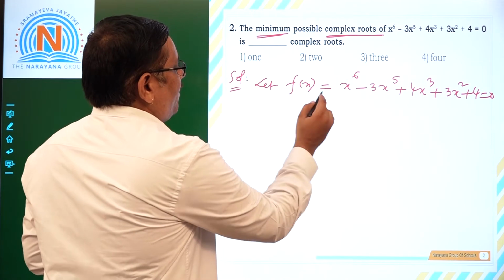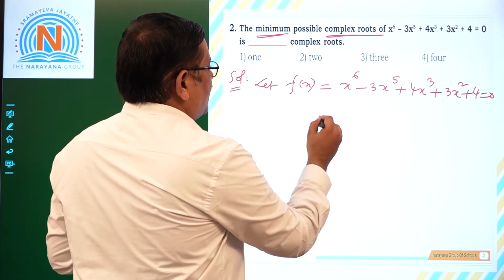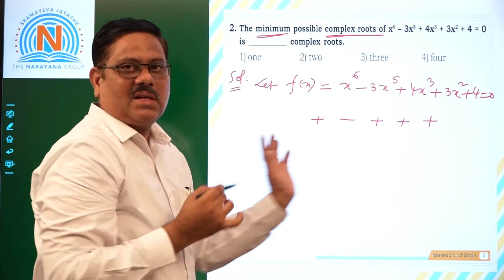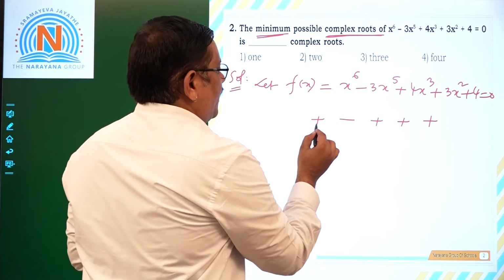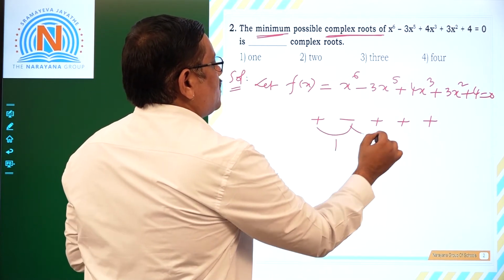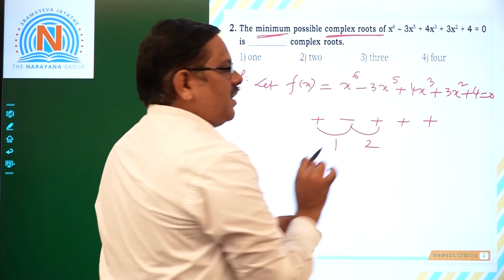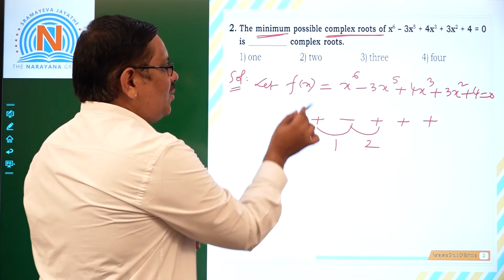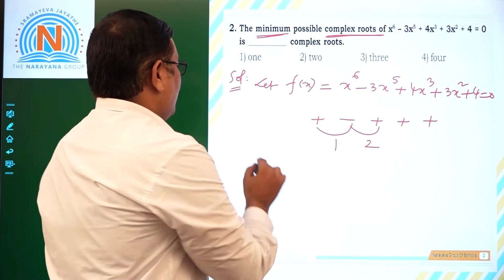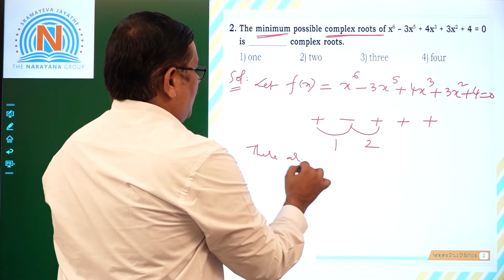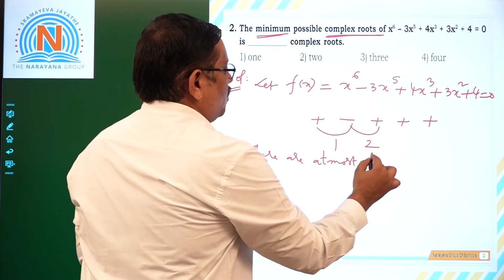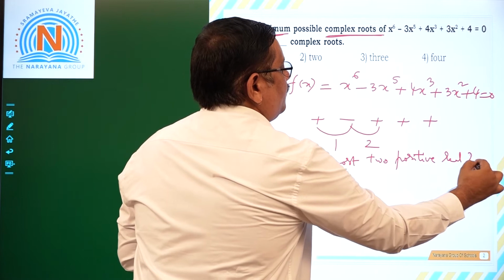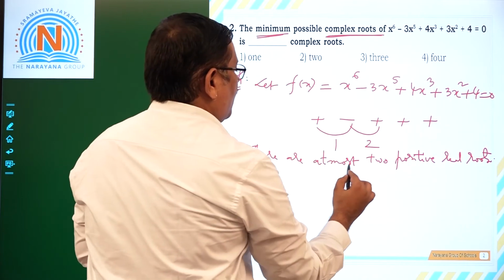If you look at the changes in f of x, you check the signs. The signs are plus, minus, plus, plus, plus. These are the signs of the terms. So how is the change observed here? Plus to minus, there is one change. Minus to plus, that is second change. After that everything is positive. No change in the sign. It means you can say 1, 2. As there are 2 changes in the signs for f of x, there are at most 2 positive real roots. Okay, there are at most 2.